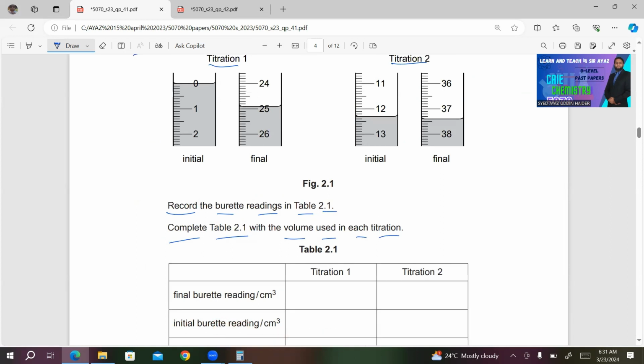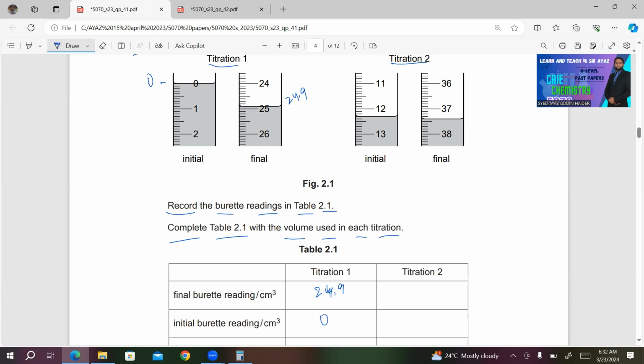So for titration 1, the final burette reading is 24.9. What about the initial reading? It's 0, so we write 0 here.